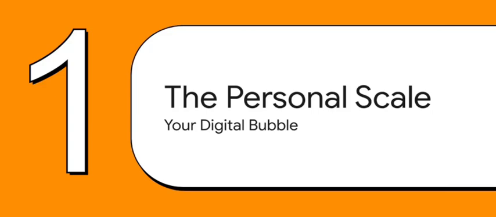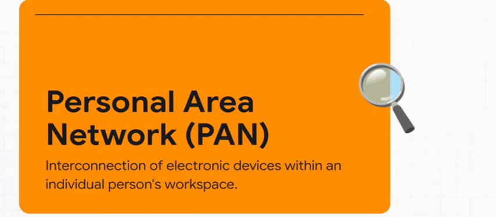All right, so let's kick off our journey with the network that is literally within your arm's reach. We're going to start by zooming way in, right into your own personal digital bubble. So this is what we call a personal area network, or PAN for short. It's the network that exists just for you, connecting all the devices in your immediate little workspace.